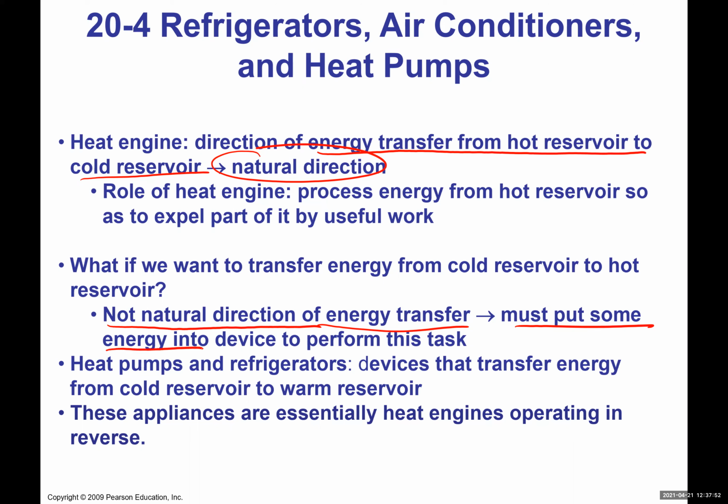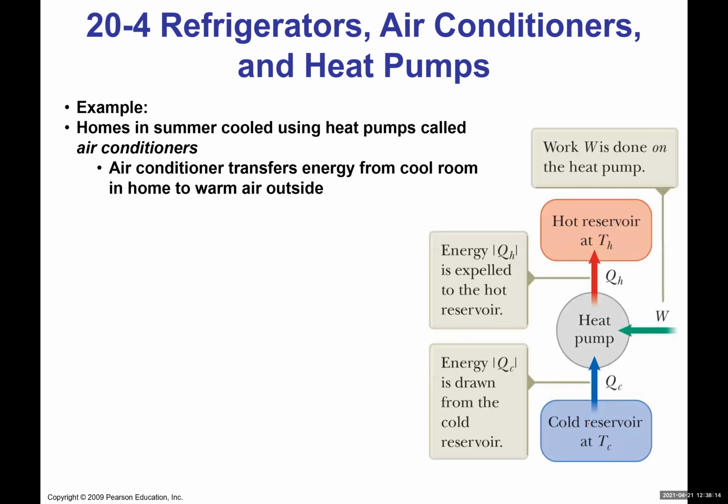That means some work has to be done on the system in order for us to have energy flowing from cold to hot. So we have such devices: heat pumps, refrigerators, air conditioners. Those are the devices that technically do that, and you can see they are essentially heat engines operating in reverse. One example is the air conditioner. Air conditioners transfer energy from the cool room in a home to the warm air outside. And this is a simple model of that.